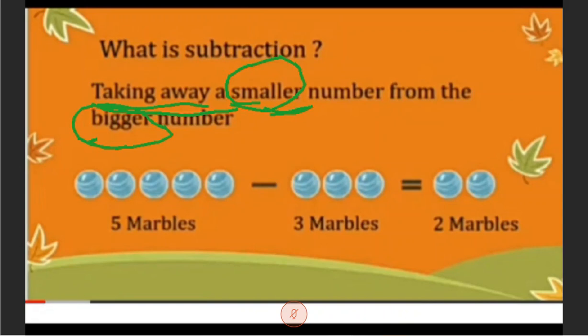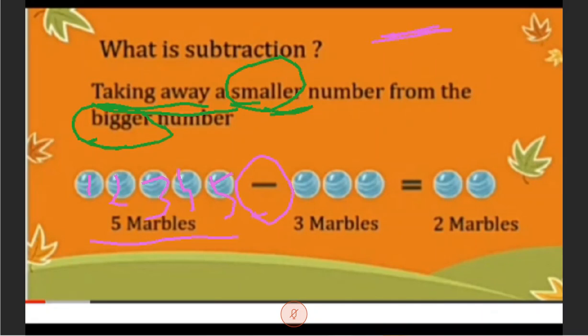Now, let's do one sum. Okay, marbles. Here you can see 5 marbles are there. How many marbles? 1, 2, 3, 4, 5 marbles are there. In that, 3 are taken. This is the minus sign. Yes, the symbol of minus. Already you have read it, I hope so.